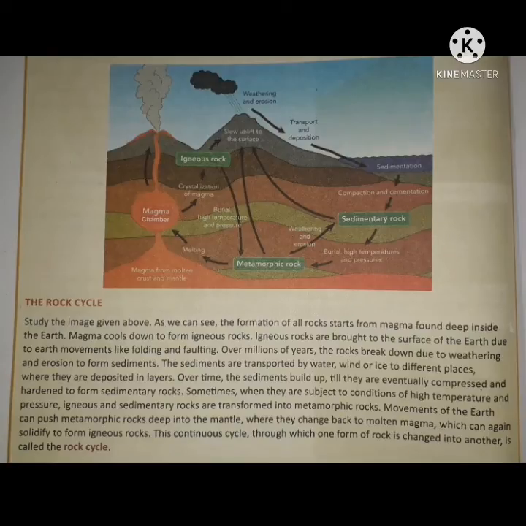Again, under high pressure and temperature, igneous and sedimentary rocks are transformed into metamorphic rocks. Movements of the earth push metamorphic rocks deep into the mantle, where they change back into molten magma and solidify again into igneous rocks. So this cycle continues, where igneous changes into sedimentary, and then sedimentary and igneous rocks change into metamorphic rocks. Then again into magma, and the cycle goes on from one form of rock to another. This continuous cycle is known as the rock cycle.